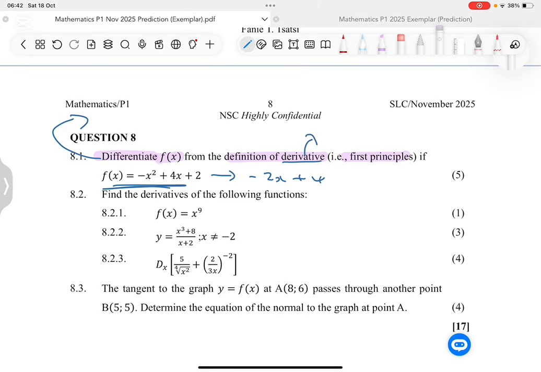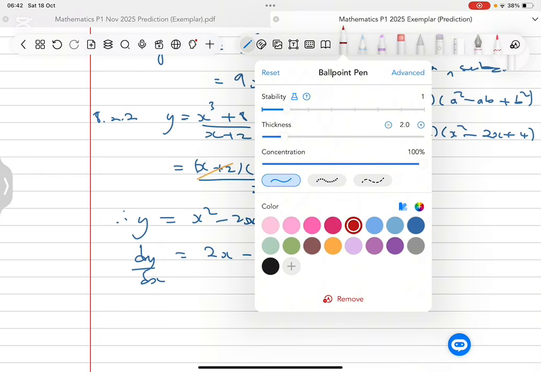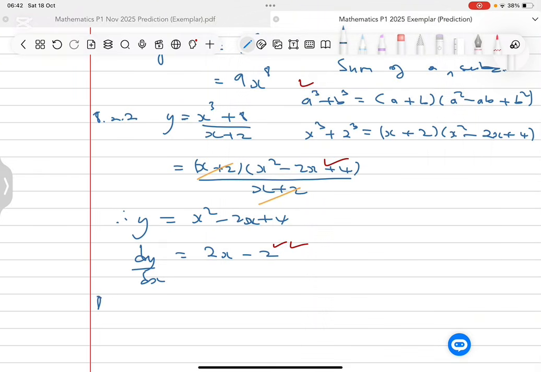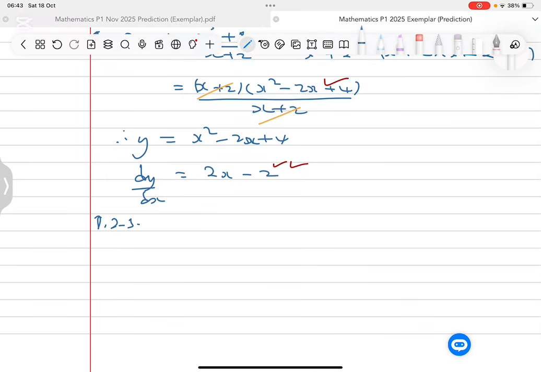The next question, which is 8.2.3, is given by the differential operator of 5 over the fourth root of x squared plus 2 over 3x, all this to the power negative 2.